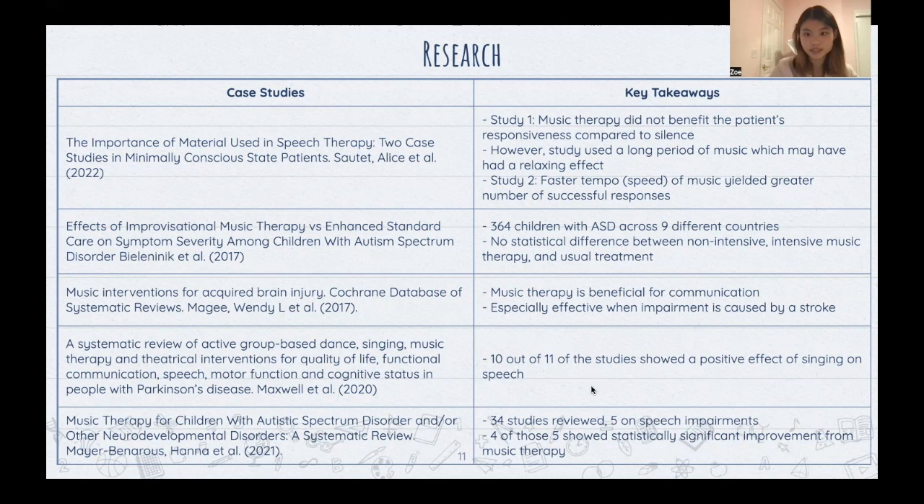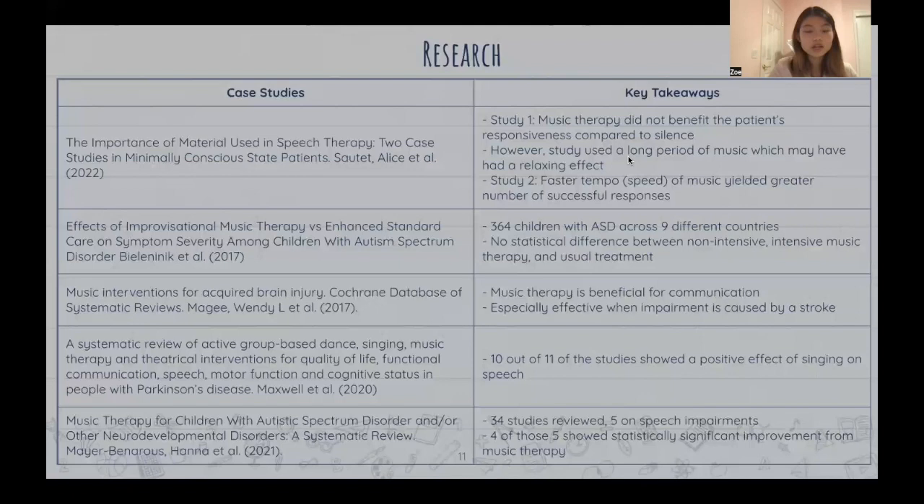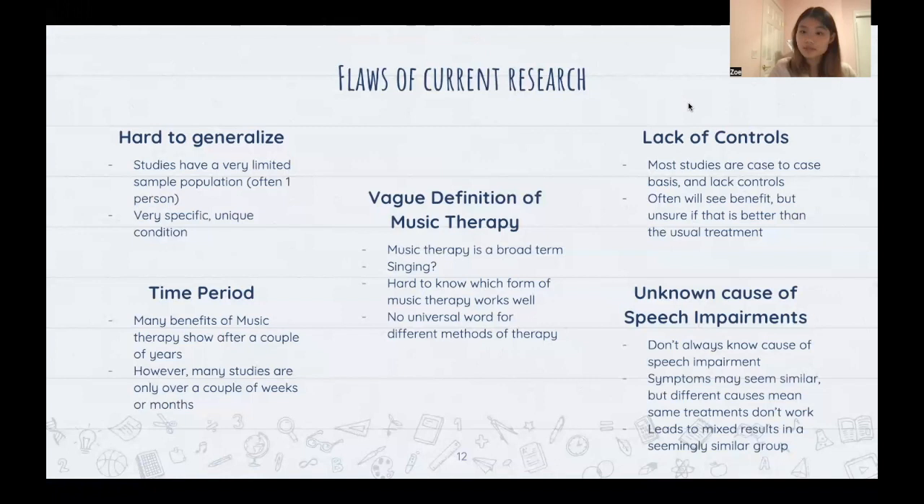So as you can see, the results are kind of all over the place, and that is due to a lot of flaws in this field of research. To start off, it is hard to generalize because studies have a very limited sample population, often including only one person. They all have a very unique and specific condition, which is hard to replicate in other studies. In addition, time period is an issue because many benefits of music therapy show after a couple of years. However, many studies are only done over a course of a couple of weeks or months.